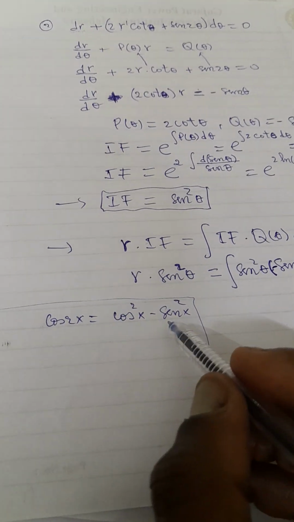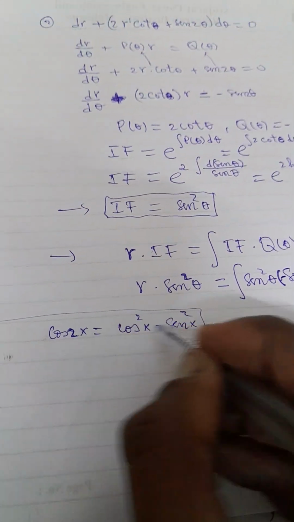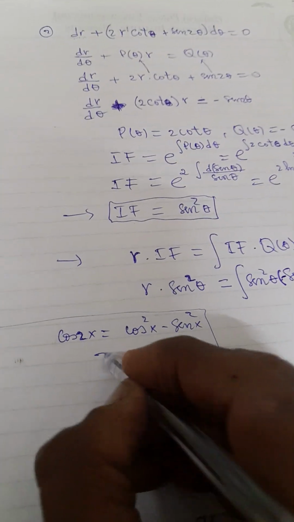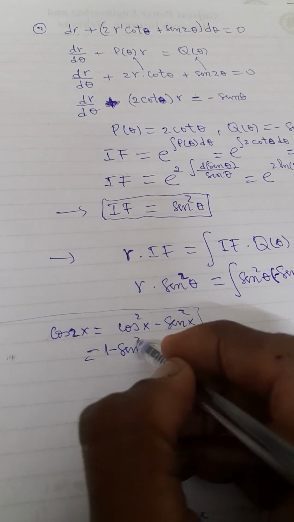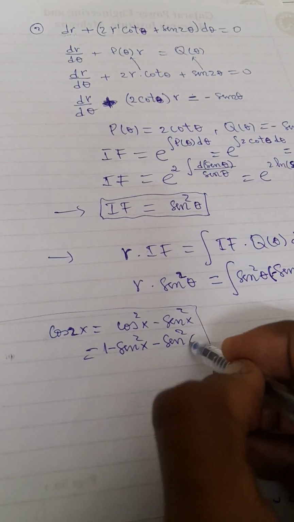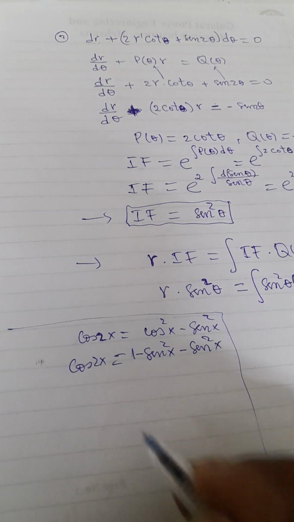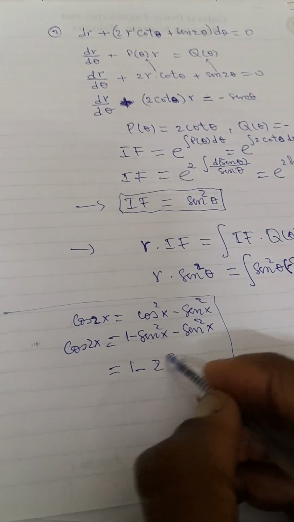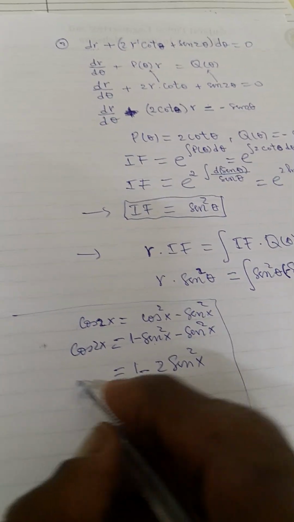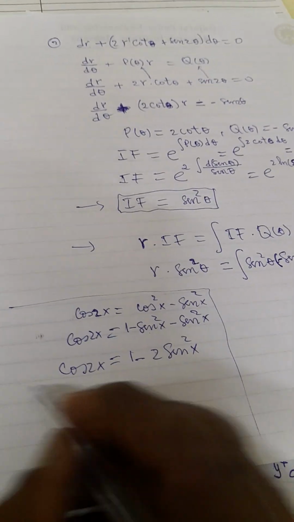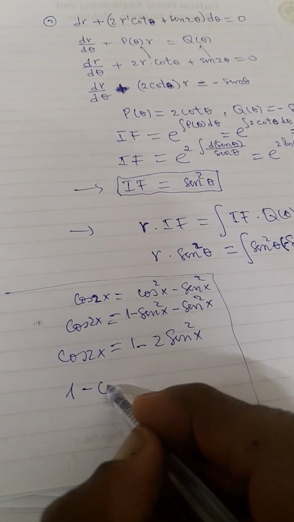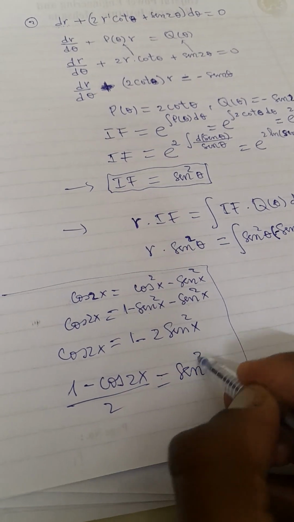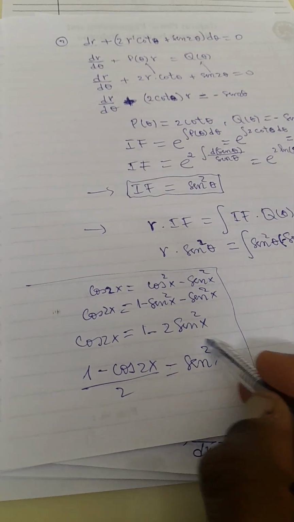This is true. Now if cos 2x is equal to this, I want to find what our sin squared theta will be. So this will be 1 minus sin squared x minus sin squared x. This will be cos 2x. You see? And here, this and this will be 1 minus 2 sin squared x, and then it is cos 2x. Then just do simple simplification. This will be (1 minus cos 2x) by 2 is equal to sin squared of x.